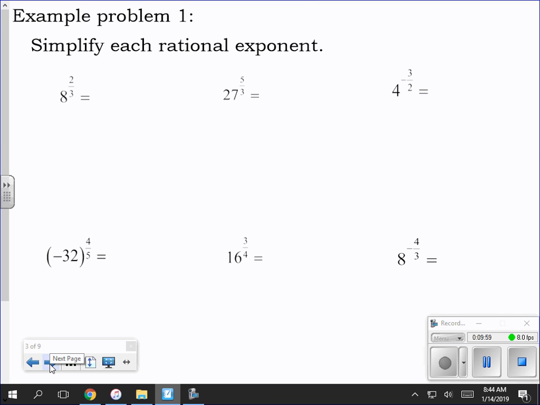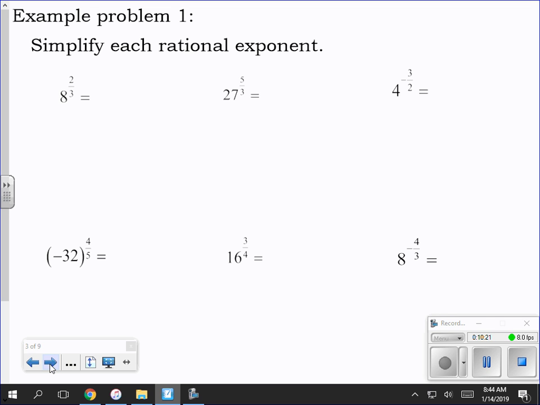Okay, so this one we're going to do numeric evaluation. We're going to come up with a single numeric answer. There's a couple ways to do this, and you can do this on your calculator. Your calculator will let you do fractional exponents. I'll talk about that in a minute. But you should also be able to do these by hand.